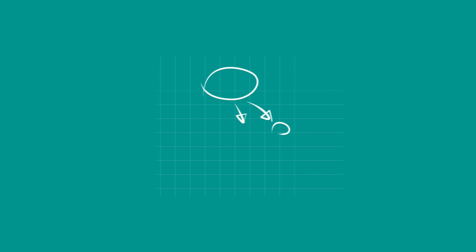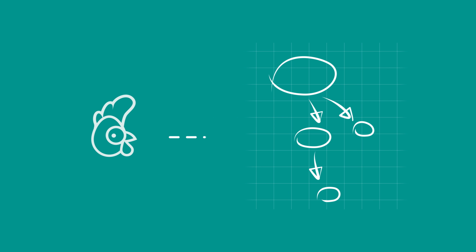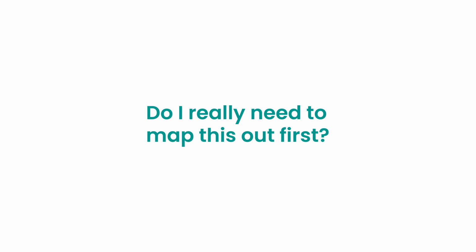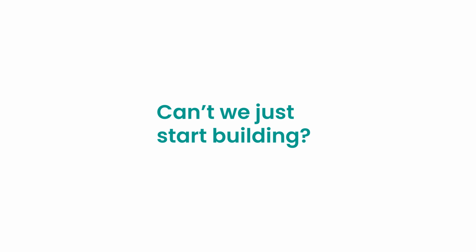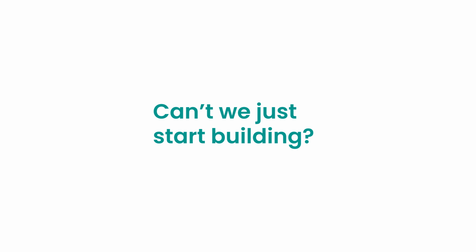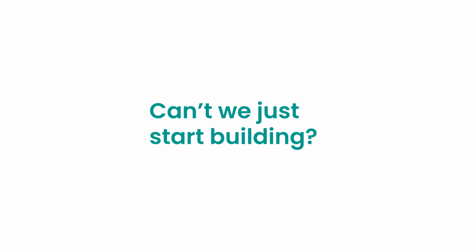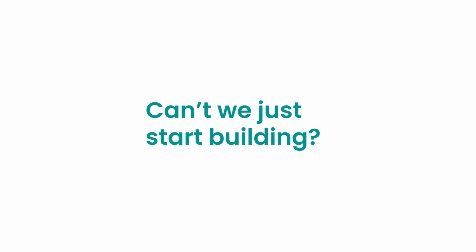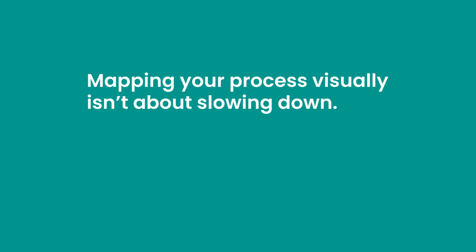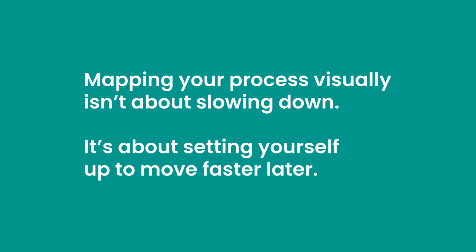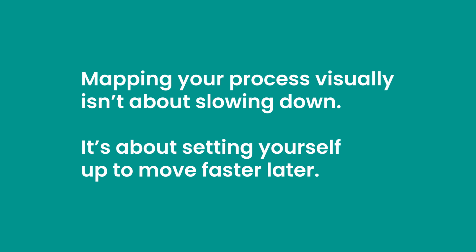Now that you've confirmed Rewst can connect to the system you want to automate, it's time to lay the groundwork. At this point, you might be thinking, do I really need to map this out first? Can't we just start building and adjust as we go? That instinct makes sense, especially when you're eager to move fast. But here's the truth. Mapping your process visually isn't about slowing down. It's about setting yourself up to move faster later with fewer missteps.